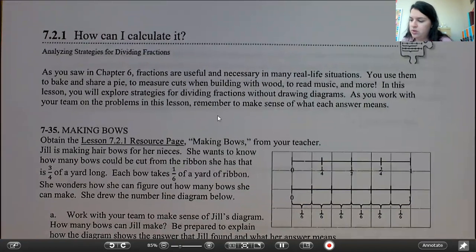So as you saw in Chapter 6, fractions are useful and necessary in many real-life situations. You use them to bake and share a pie, to measure cuts when building with wood, to read music, and more. In this lesson, you will explore strategies for dividing fractions without drawing diagrams. As you work with your team on the problems in this lesson, remember to make sense of what each answer means. We're going to start with 7-35.